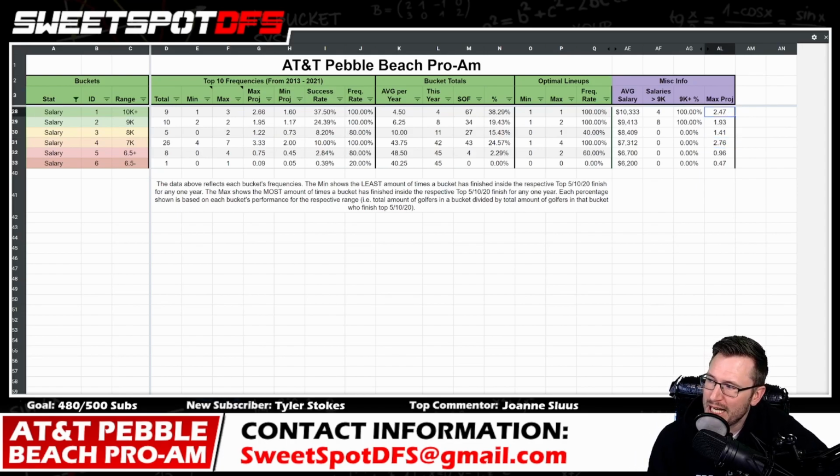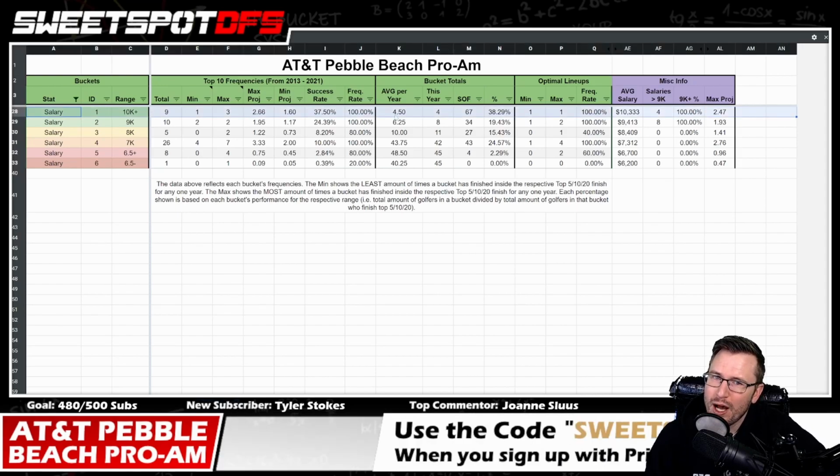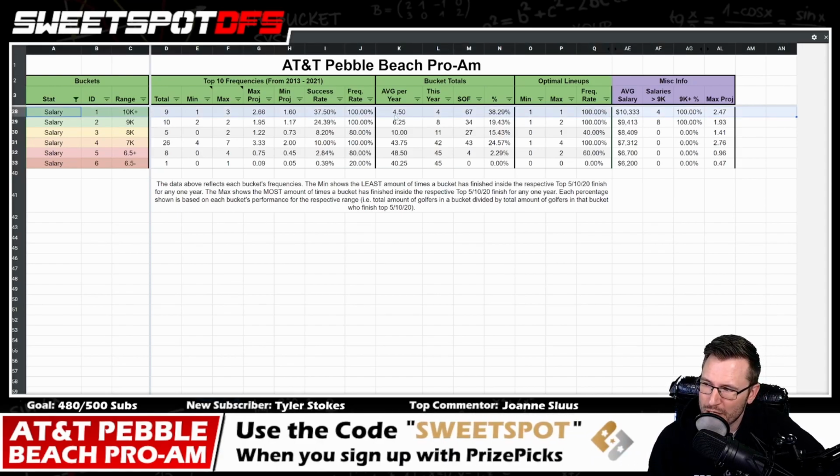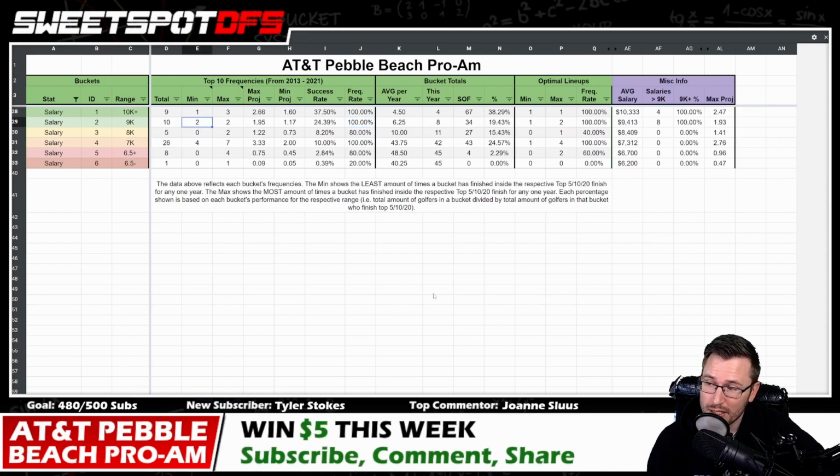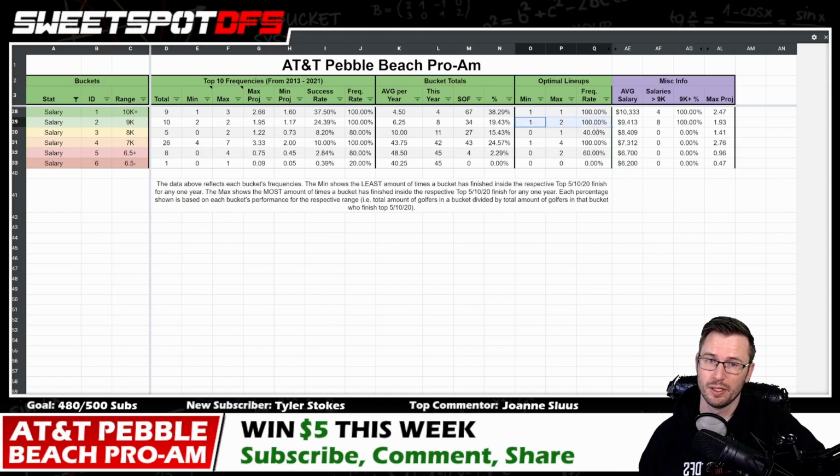Now, when you look at that 10K range, it's still pretty high. 1 to 3 is the projection to be inside the top 10. That's not changing. 9K stays the same, 1.93, 1.95, which means technically that's 0 to 2. We have seen 100% frequency rate inside the top 10. We've actually at least seen 2 every single year inside the top 10, and at least 1 in the optimal lineup every single year. So keep that in mind.